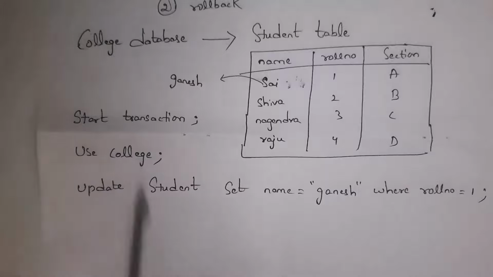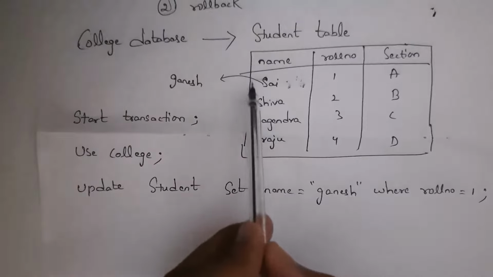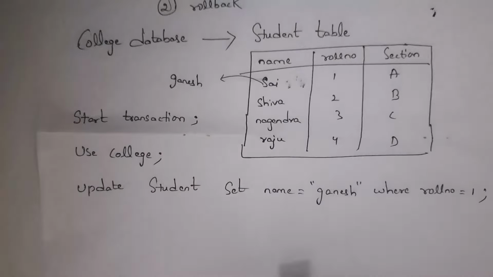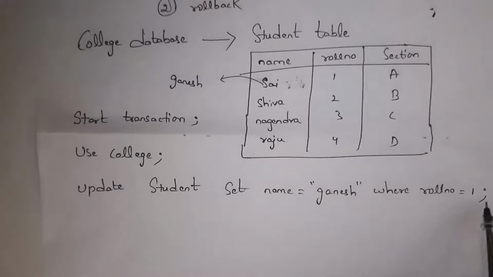So write use college. Now in the student table, I want to change name Sai to name Ganesh. So you need to use the update command. Just write update and the table name. I want to update data which is present in the student table. So write update student, set name equal to Ganesh, where roll number equal to 1. The meaning of this code is, it will change the name to Ganesh whose roll number is 1.